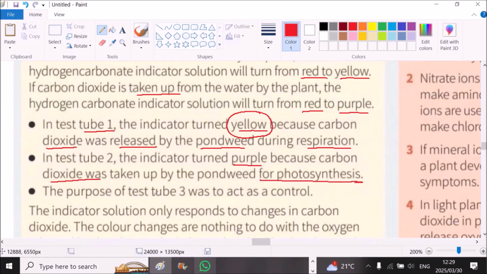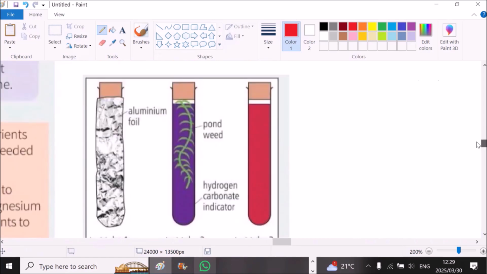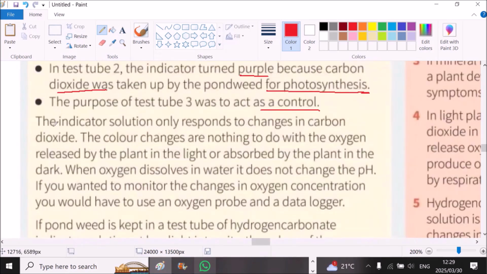Now, the purpose of test tube 3 was to act as a control. So test tube 3, there is no pondweed there. It's just our indicator solution in water. The indicator solution only responds to changes in carbon dioxide. The color changes have nothing to do with oxygen released by the plant in the light or absorbed by the plant in the dark. When oxygen dissolves in water, it does not change the pH.